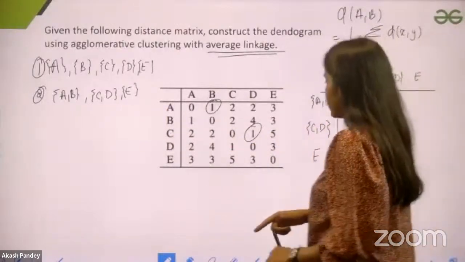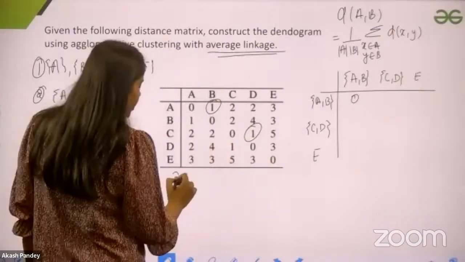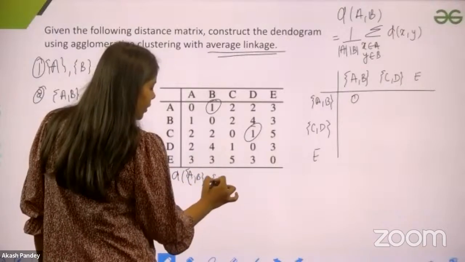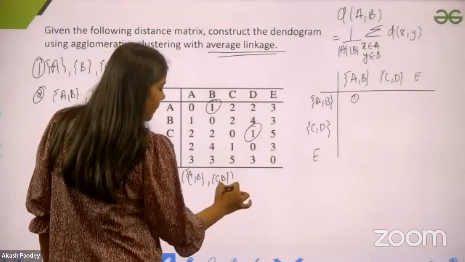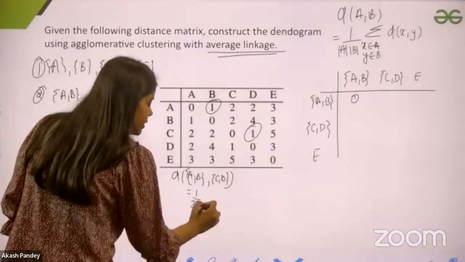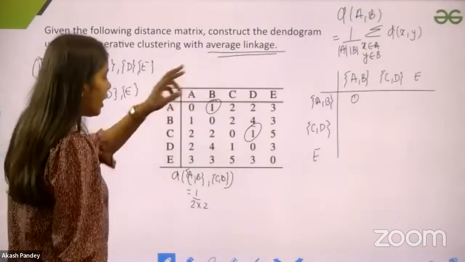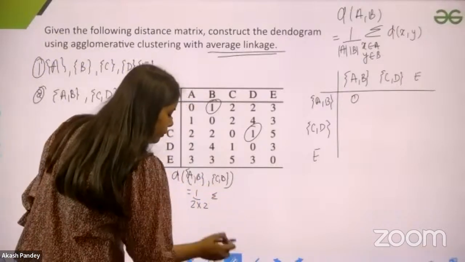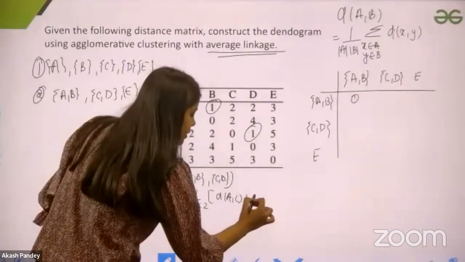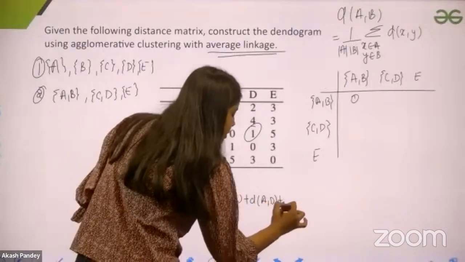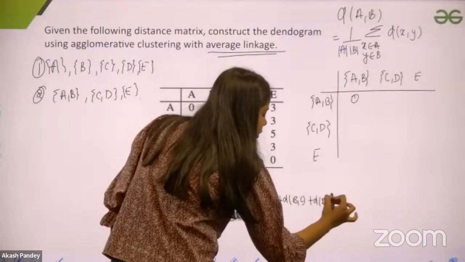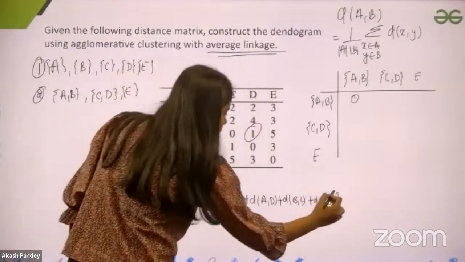Now you need to find the distance of AB with CD. So what would it become? The distance of the A comma B cluster with C comma D. The number of points in the first cluster is 2, and the number of points in the second cluster is also 2. And you have to take a summation: the distance of A comma C plus distance of A comma D plus distance of B comma C plus distance of B comma D. That would be your average linkage.